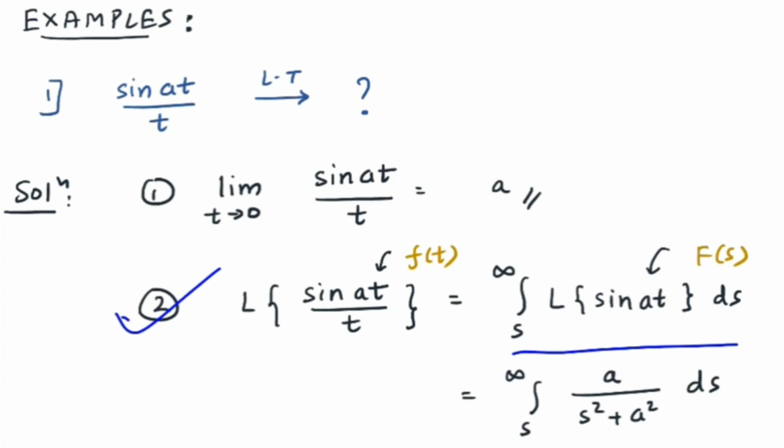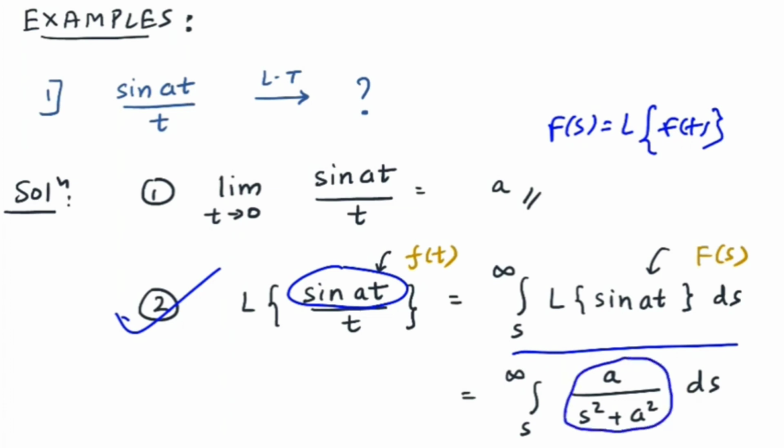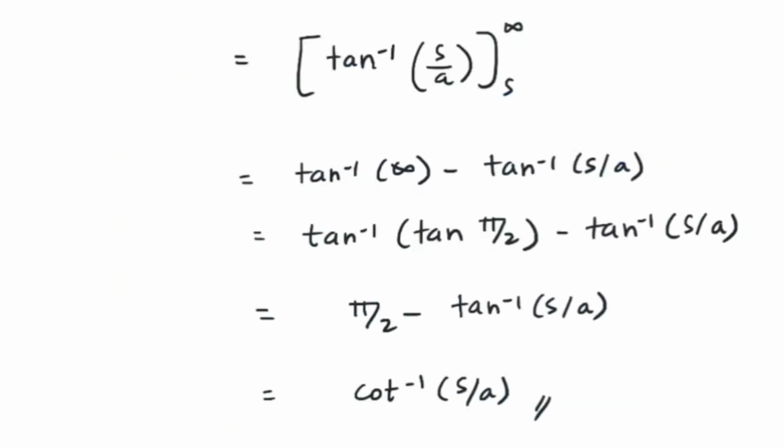So what is capital F of s? It is basically the Laplace of the function, right? So what is the given function? The given function is this numerator part, which is sin at. So Laplace of that is a upon s square plus a square. Now you have to solve the integration, put the upper limit, then minus the lower limit, and you will get the final answer.